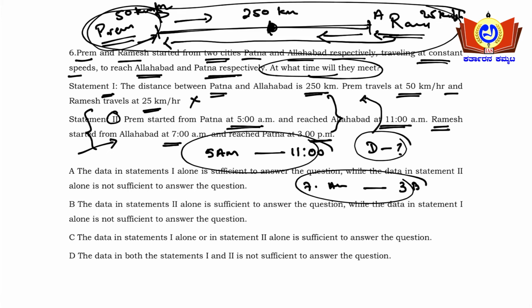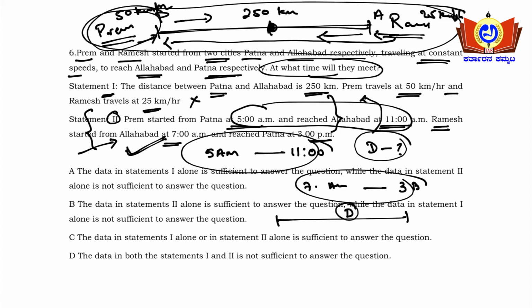See the times they have given here, and the average speed. The distance traveled by the two persons will be the same. The distance will be a constant; there are no two different distances here. Hence we can assume the distance as a constant, and then we can solve it. So with statement 2 alone, it is sufficient to answer the question.